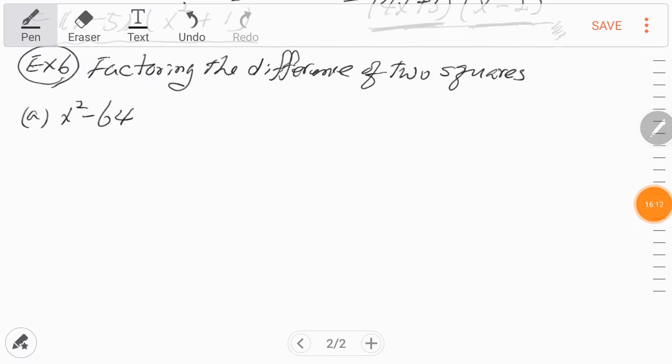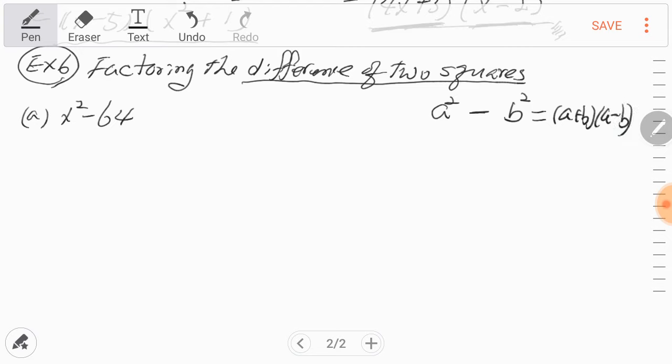Okay, this example is really important because there is an expression which is the difference of two squares. Difference of two squares means, let's say here's an a squared and b squared. Then the difference is minus. So a squared minus b squared. And then we can factor this one. Then the factor form is a plus b, a minus b. This is used many times, so we have to memorize this.